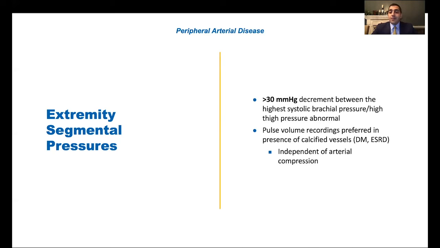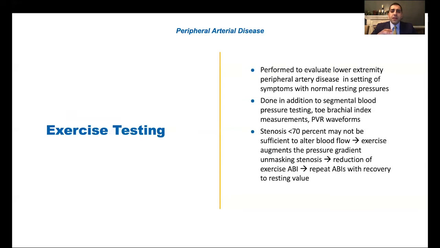If we do have that, we can use other things in certain conditions such as diabetes or end-stage renal disease. There may be difficulty in compression of the vessels, and then we have to choose other methods. I want to briefly mention exercise testing, because if we go back and say, we suspect this disease, the ABI is normal, but the patient has true symptoms, this is another modality where we utilize exercise to unmask significant disease.